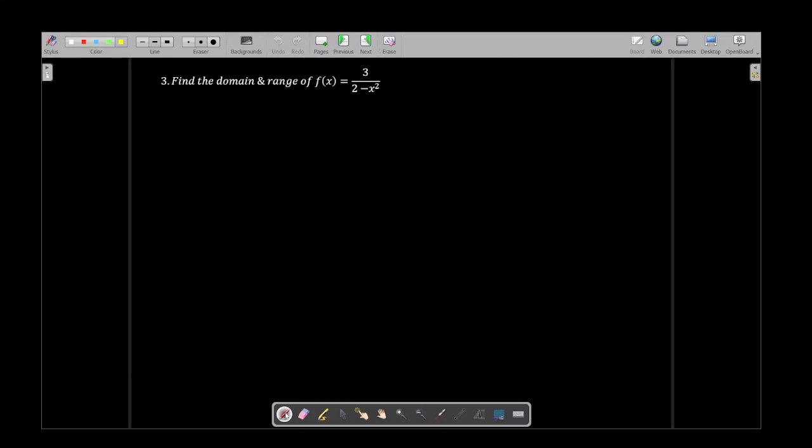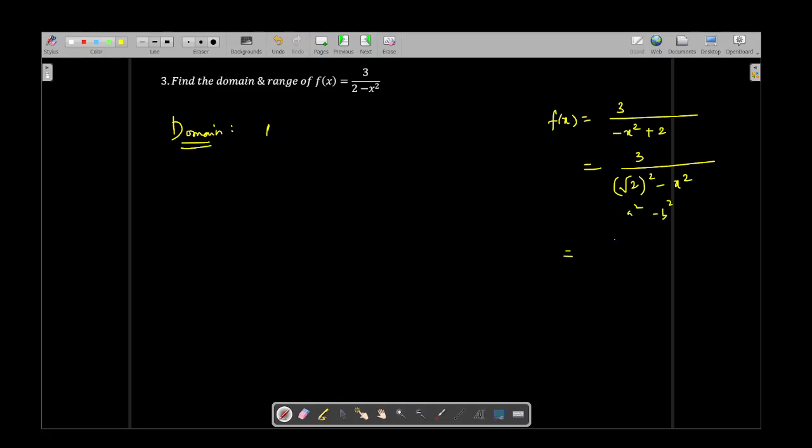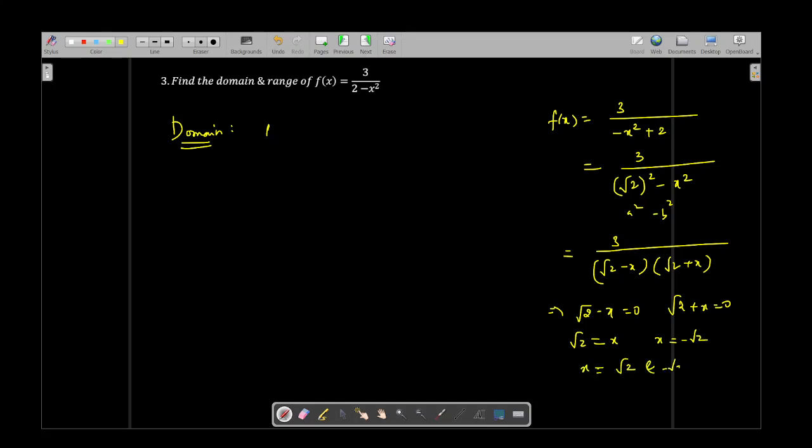Okay, so let us try to find the domain of this. If you write f of x as 3 into this, since we don't have an x term here, it's easy to find the roots. Minus x square plus 2, or I can write this as root 2 whole square minus x square. So I can apply the a square minus b square formula, which is a plus b into a minus b. So this is root 2 minus x and root 2 plus x. So the roots are root 2 minus x is equal to 0 and root 2 plus x is equal to 0. Root 2 is equal to x, and x is equal to minus root 2. So x is equal to plus root 2 and minus root 2 are the roots.